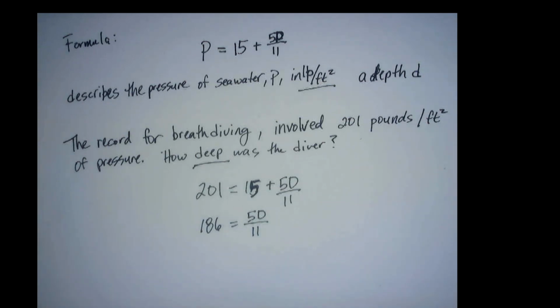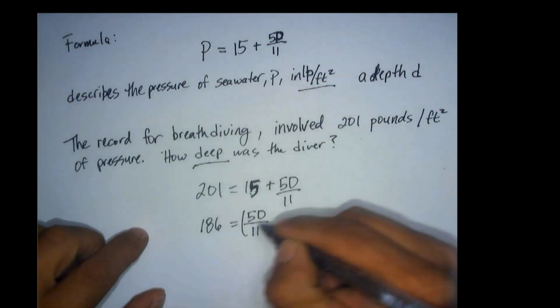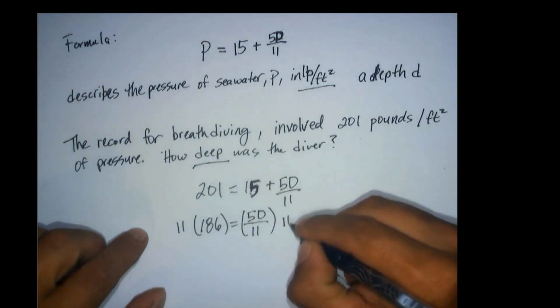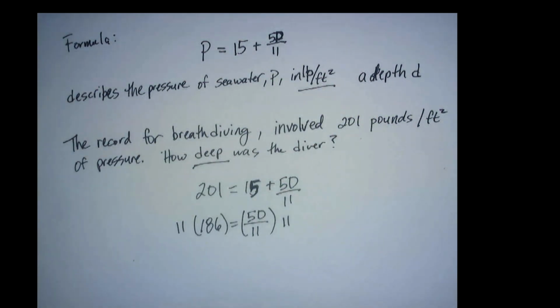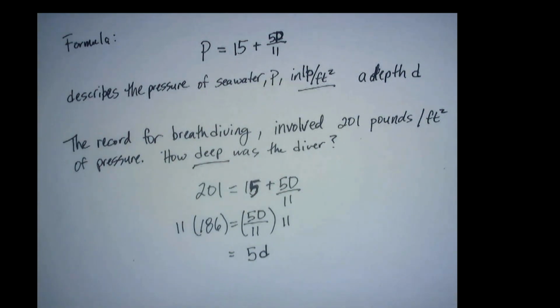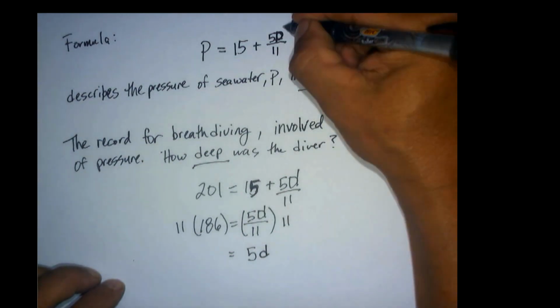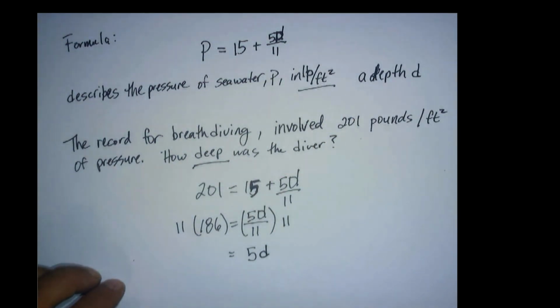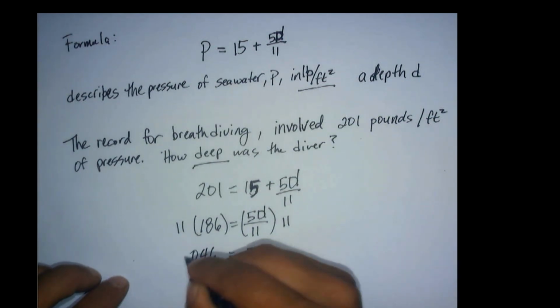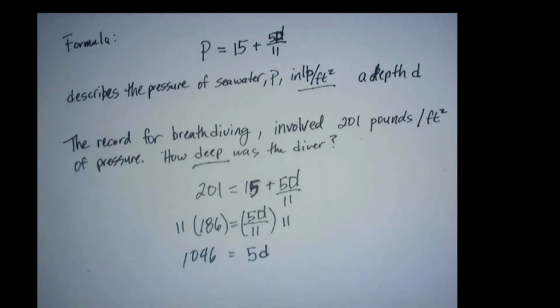I will do the left side if you do the right side. So what do you get when you multiply the right side by 11? 5D. Okay, would it be easier if I used a lowercase d? Yeah, we'll just do that. It doesn't really matter. 5d is equal to, are you ready for this? 1046.